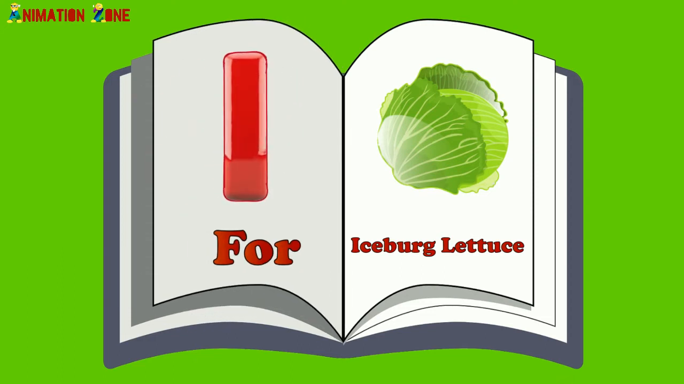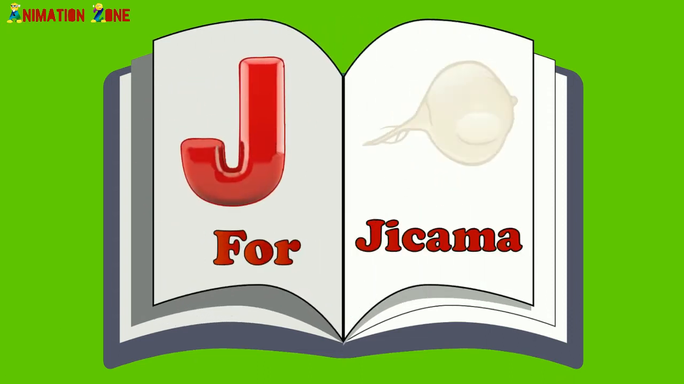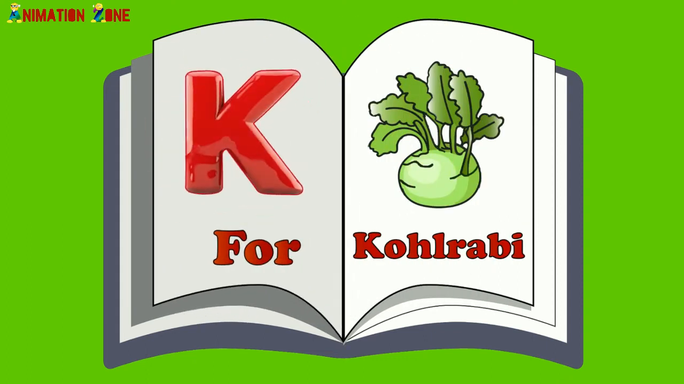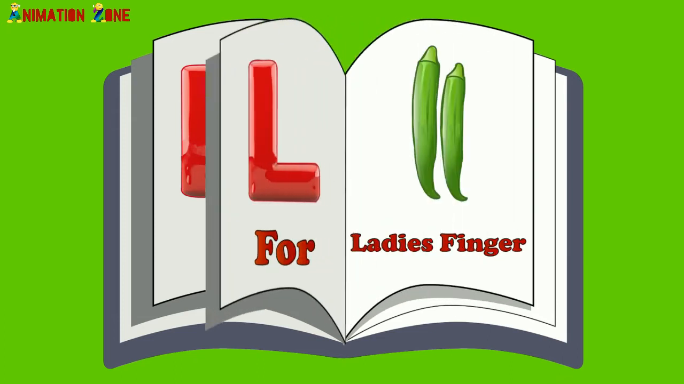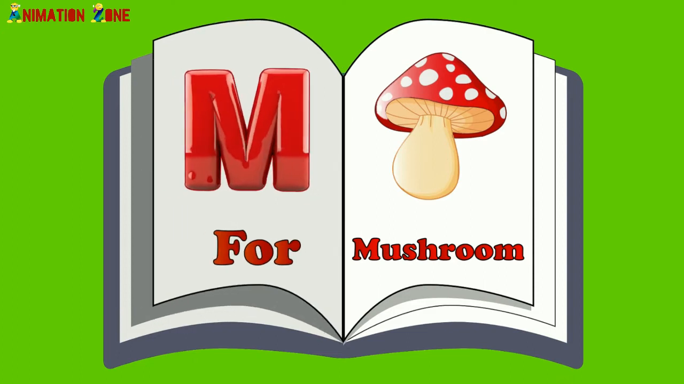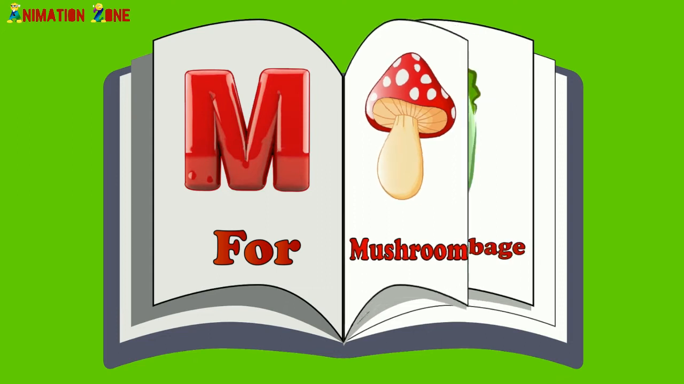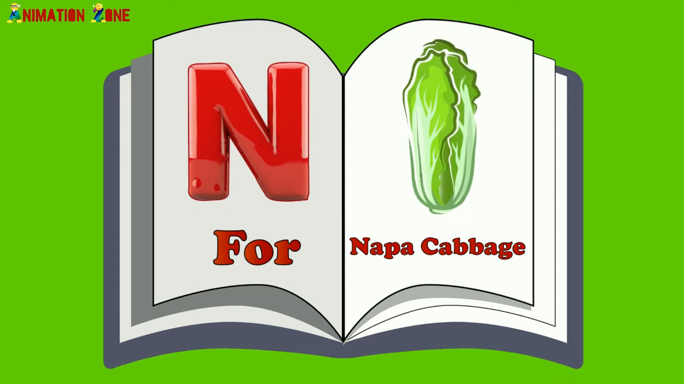I for iceberg lettuce. J for jicama. K for kohlrabi. L for lady's finger. M for mushroom. N for Napa cabbage.